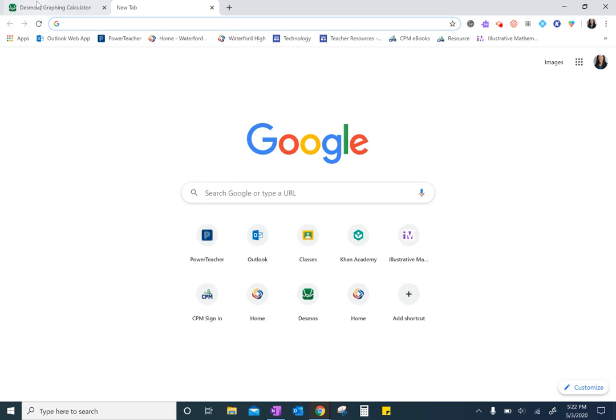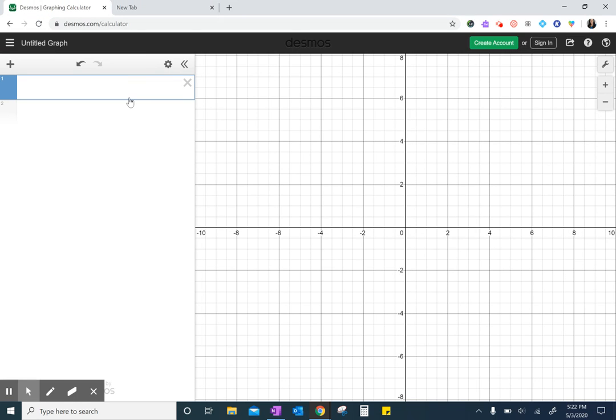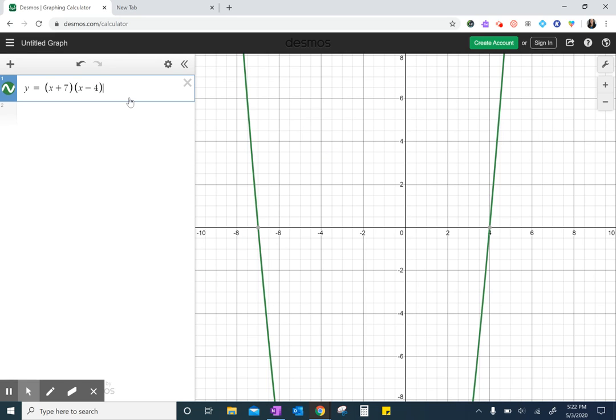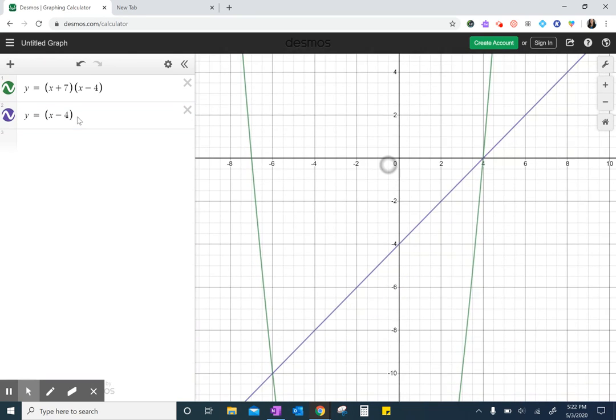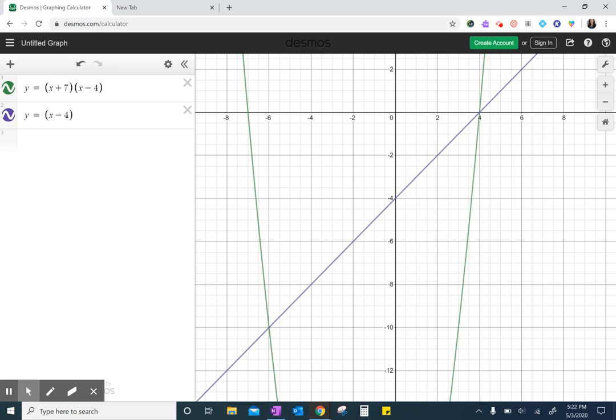Let's go over here to my Desmos. So y equals (x + 7)(x - 4). There's your quadratic. And then the other one, y equals, I think it was just x - 4, right? Because they shared that factor. And there's my linear function. And we're going to have to zoom a little bit here and check it. Boom, (4, 0), (-6, -10).